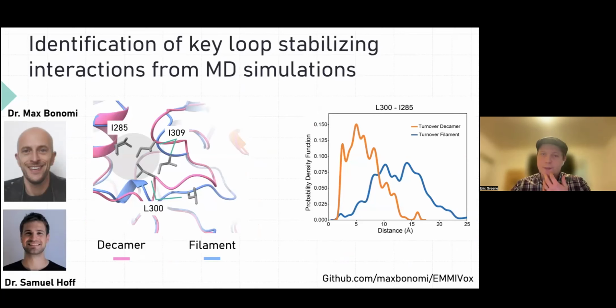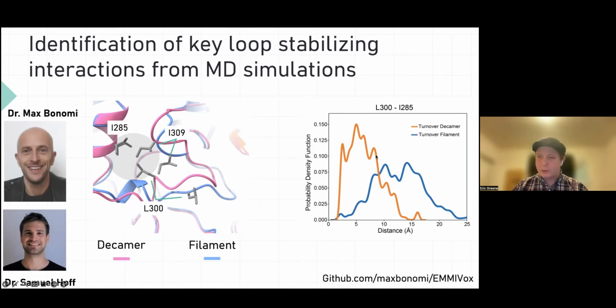We wanted to understand what were some of the key interactions that would really stabilize that closed conformation of the loop. One that stood out to us was that there was a small hydrophobic pocket that was formed from leucine 300, isoleucine 285, and isoleucine 309. What I'm showing here is a ground state model for the two systems. The decamer is in magenta and the filament is in blue. In this decamer state, we can see that this forms a nice hydrophobic pocket here, but in the filament state, 309 and 300 break away from this hydrophobic pocket and can be seen elsewhere.